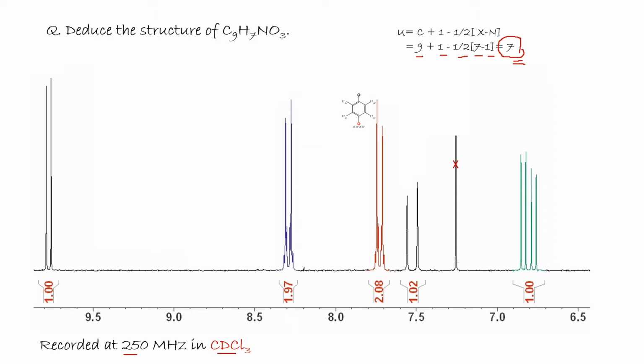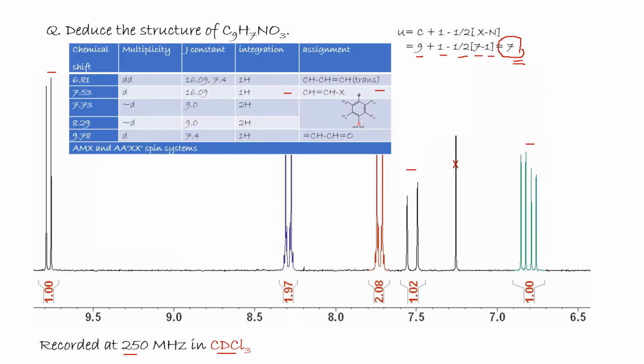Well, here we have a doublet, here doublet, doublet, doublet, and here a doublet of doublets. To summarize or tabulate the data: chemical shift, multiplicity, J constant, integration, assignment. Chemical shift at 6.81, doublet of doublets, with J values 16.09 and 7.4, that belongs to 1 proton.